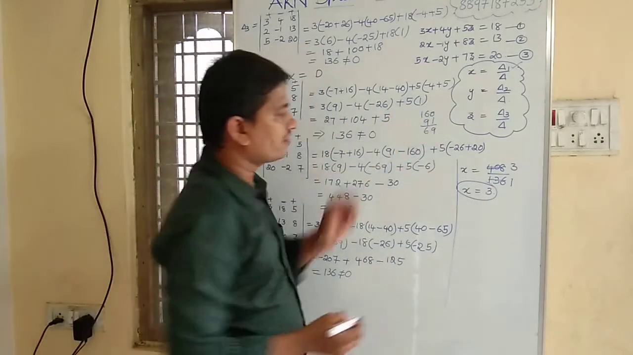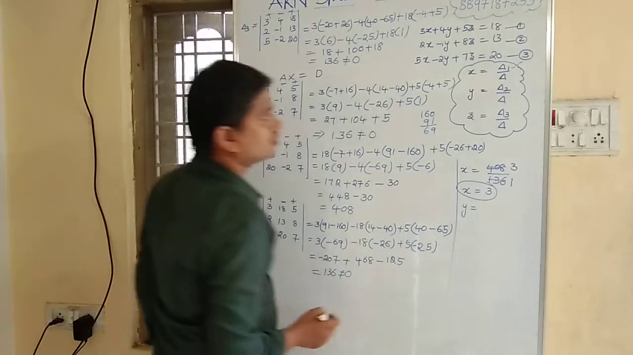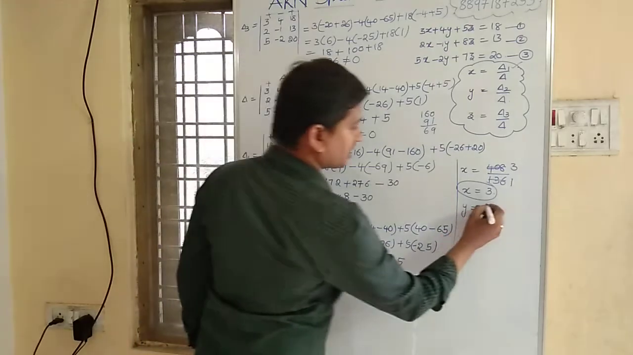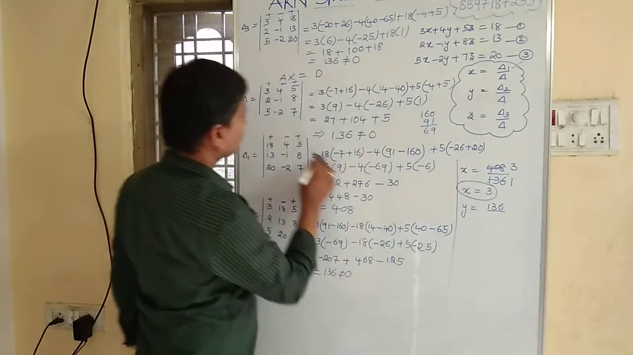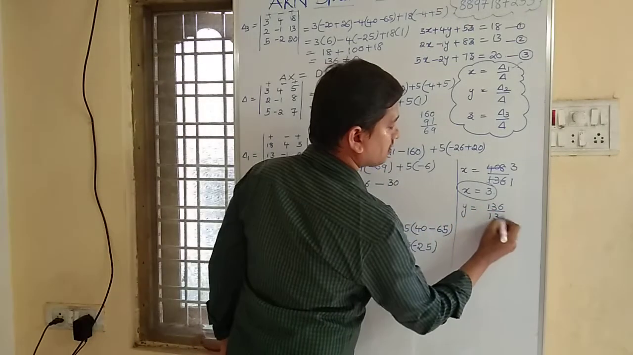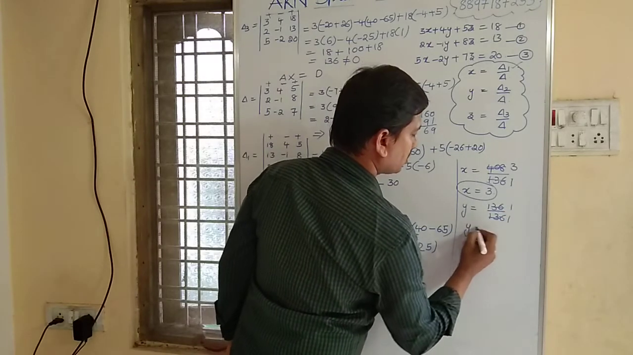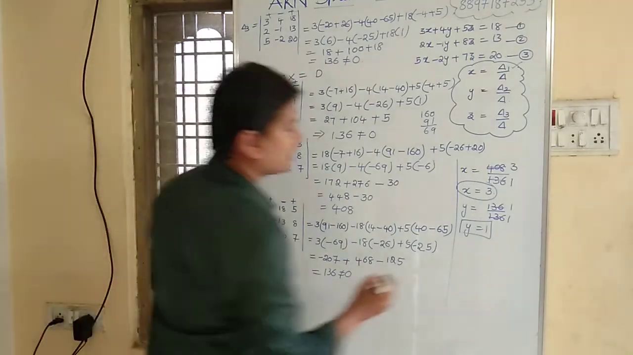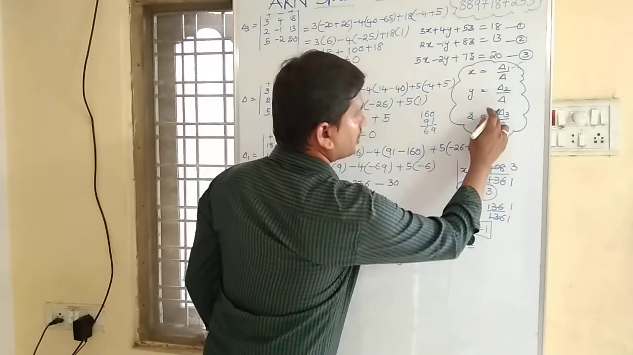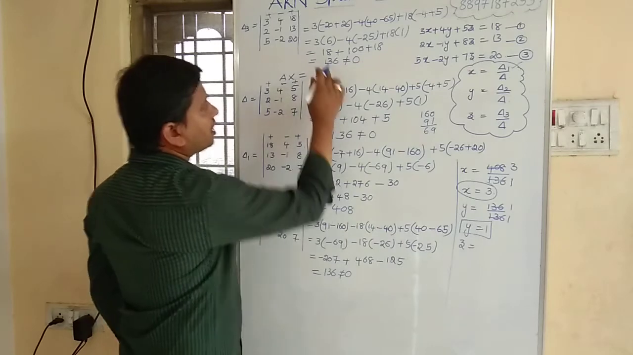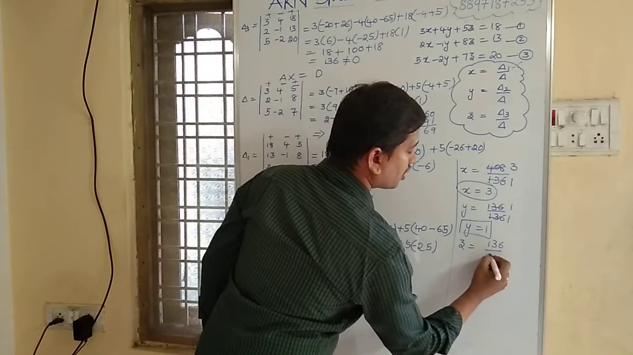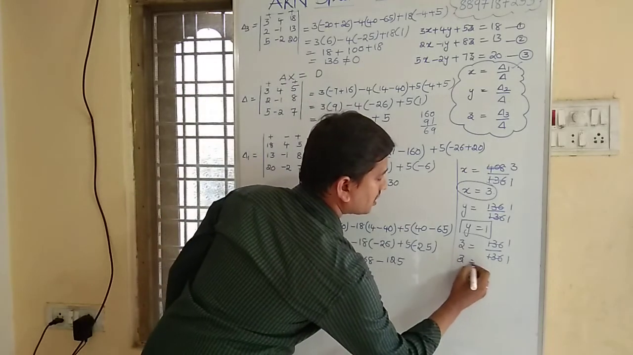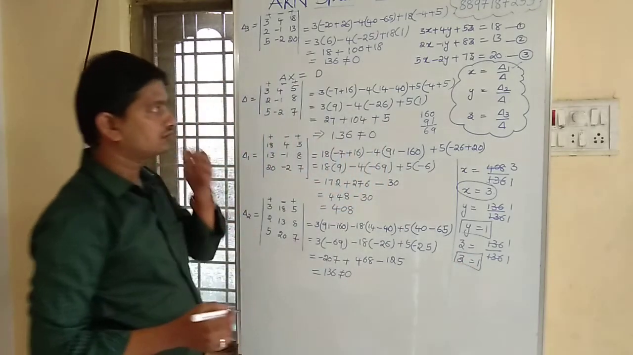Now we have to find the y value. Y equals delta 2 by delta. Delta 2 is 136 by delta value 136. 136 1 ja. So what is the value of y? Y value is 1. Now we have to find the z value. Delta 3 by delta. Delta 3 we got 136 and delta also 136. So z is equal to how much, children? Z is equal to 1.